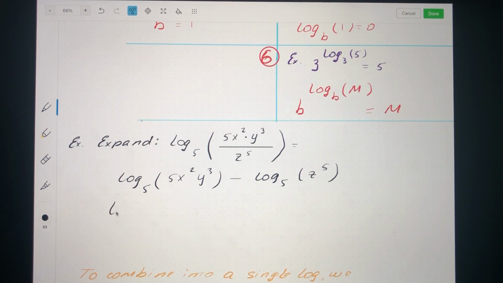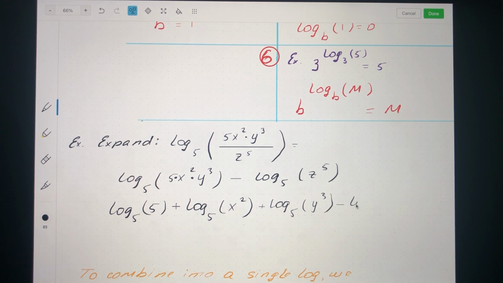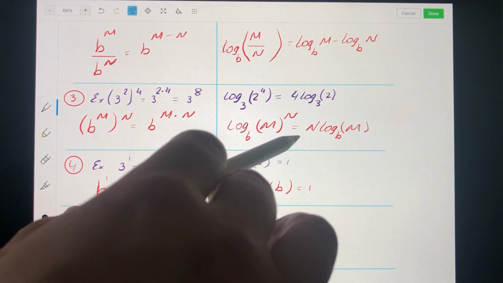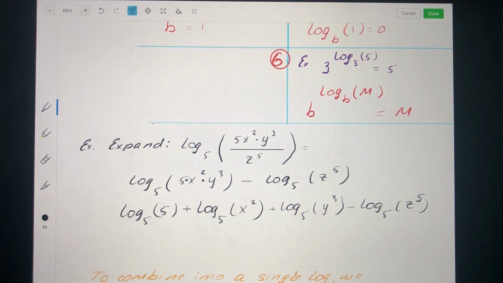That makes log base 5 of 5 plus, because we have a multiplication, log base 5 of x to the 2, again, plus log base 5 of y to the 3 minus log base 5 of z to the 5. And at that point, we use the property of the exponents and we'll move all the exponents to the front, and we'll see what that gets us.